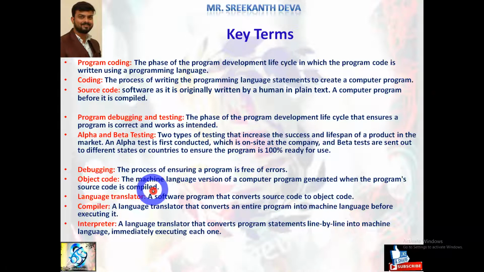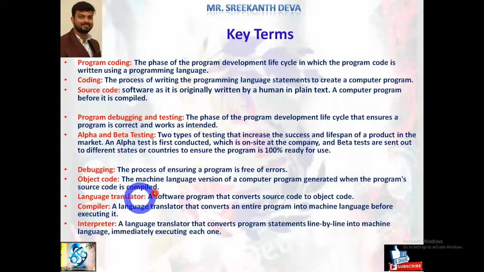Object code, or byte code, is nothing but machine understandable code: the machine language version of a computer program, generated when the programmer's source code is compiled. We discussed that in detail. Once we translate the source code with the help of language translators, it becomes object code. Object code is understood by the machine, but not by end users. A language translator is a software program that converts source code to object code.